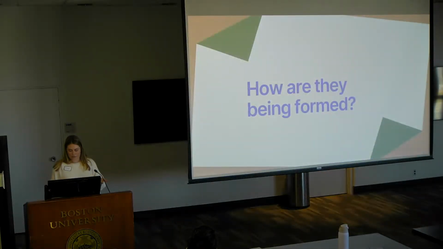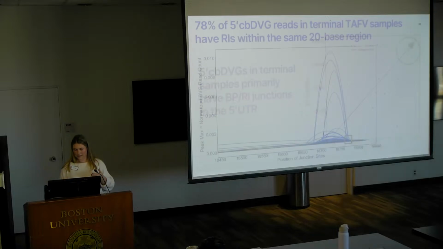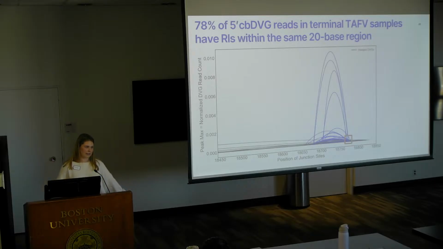But how are these DVGs being formed? And so when I look at the junction sites, that breakpoint and reinitiation site for all of those terminal time point DVGs, I see them all clustering at the 5' end of the genome. And that's not necessarily surprising, but when we zoom in on that position specifically and we plot things a little differently, the way this plot works is the positions where the arcs are crossing the x-axis are your breakpoints and reinitiation sites, and then the height of the arc indicates the number of reads mapping to that DVG species. We see that 78% of the copyback reads in those terminal samples have reinitiation sites within a small 20 base window. What could this be?